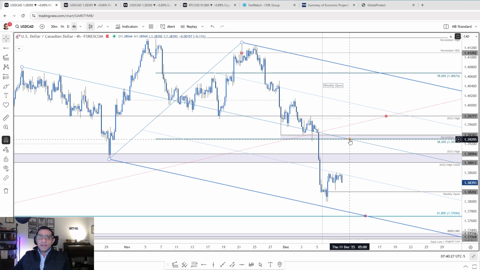Keep in mind, the Bank of Canada is expected to hold rates. They're actually expected to hold on rates all through 2026 on account of strong growth, inflation, and jobs data. And the Fed follows suit at 2 o'clock today. Obviously, they're expecting a 25 basis point cut.